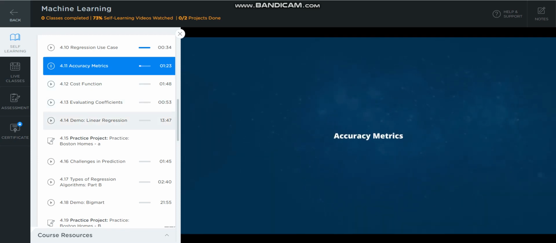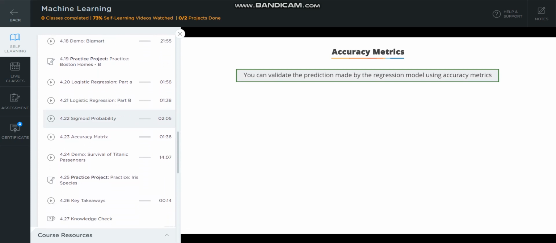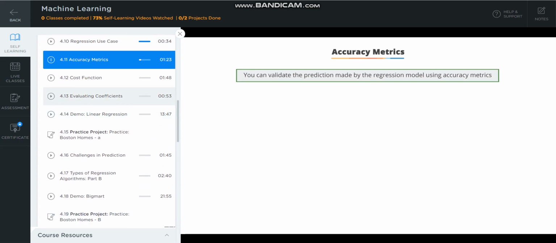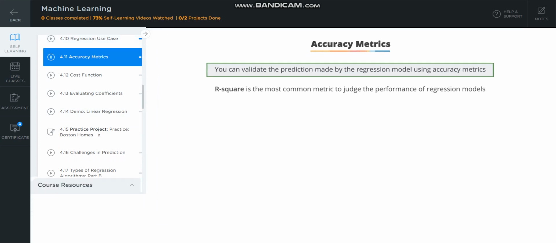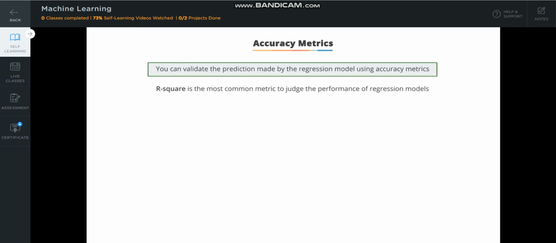Accuracy metrics. Now that you know how to use a regression model to make a prediction, you can validate your prediction using accuracy metrics. R-squared is the most common metric to judge the performance of regression models. Its value lies between 0 and 100%.